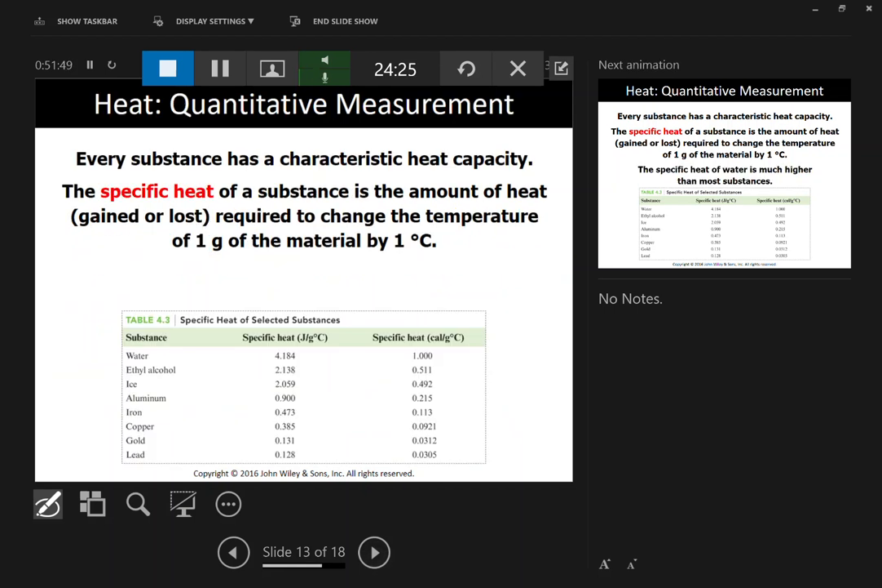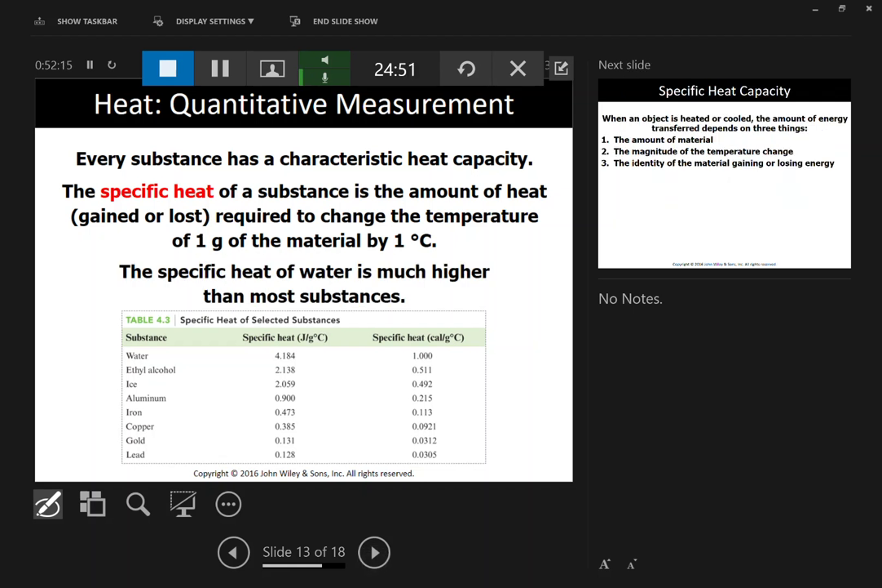Now, let's try to quantify the amount of heat. So in order to be able to find the magnitude of the heat, there are a few things that are important. One of the important factors is the specific heat of a substance. So specific heat of a substance is defined as the amount of heat that's required to change the temperature of 1 gram of the material by 1 degree Celsius.